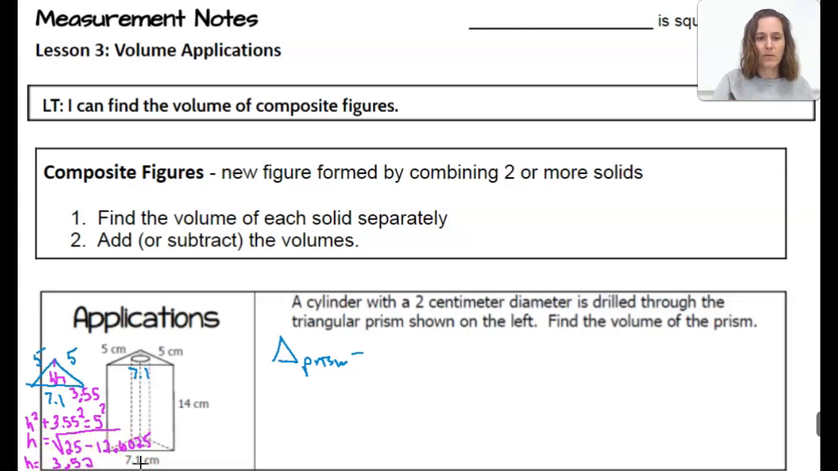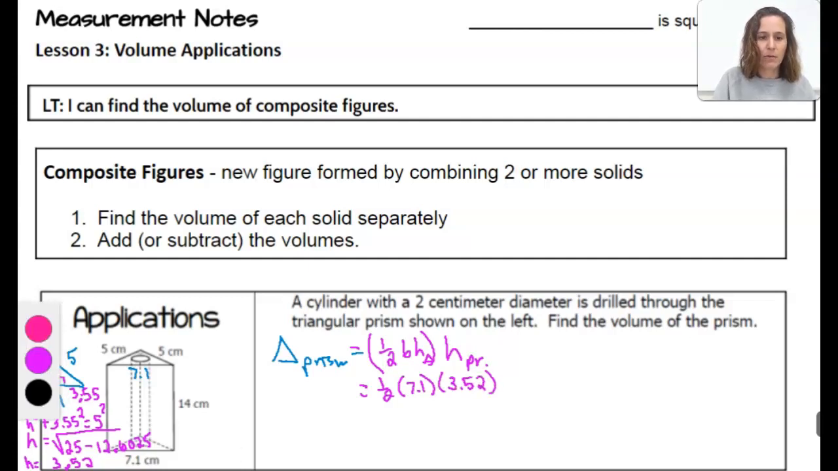We know the base of the triangle is 7.1. Then we have to plug that in to find the overall volume of that triangular prism. So we have 1/2 base times height of the triangle, times the height of your prism. So 1/2, the base was 7.1 times the height, which is 3.52. And then finally, the height of the prism is 14. If we combine and simplify, we would get 175 as our total volume for that prism.